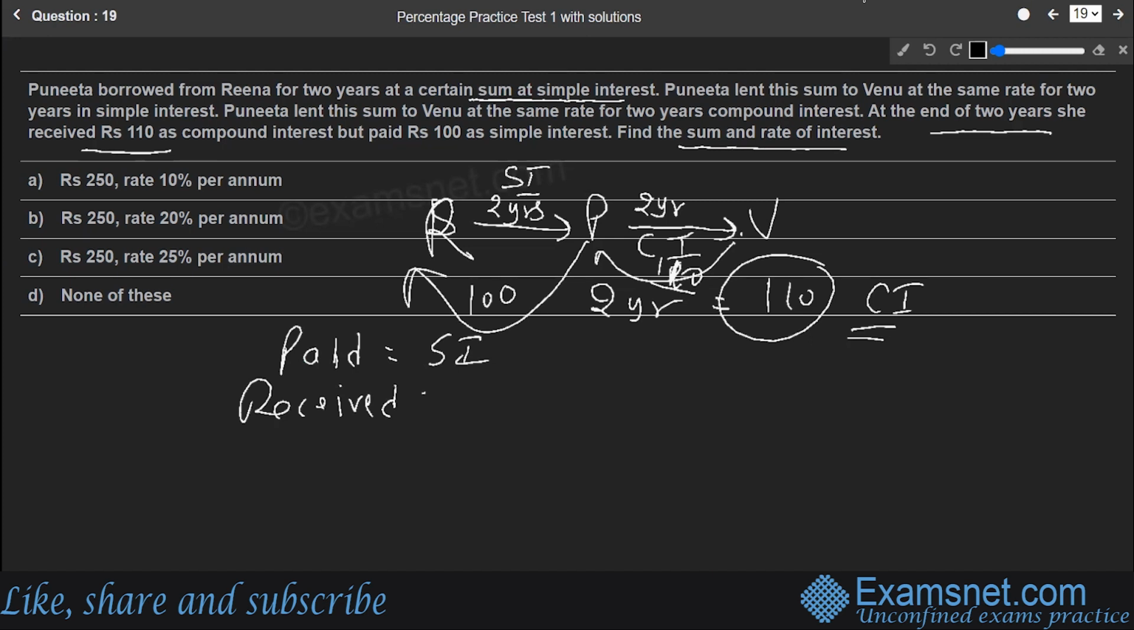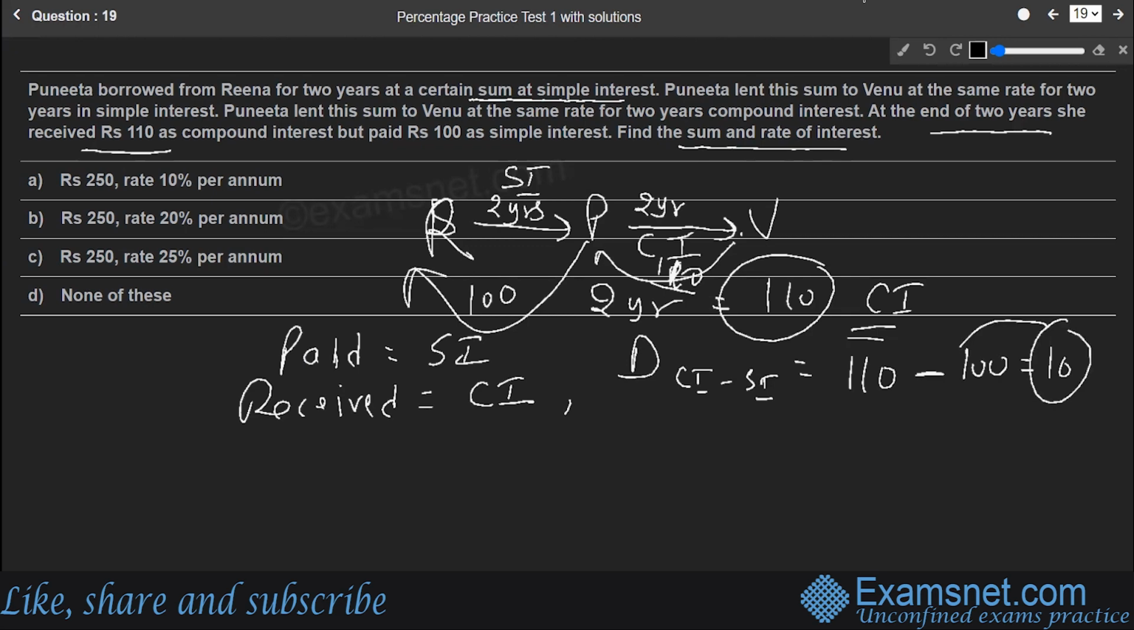She has paid simple interest and she has received what? Compound interest. So clearly, we are supposed to find out the difference of compound interest and simple interest. What is the difference? The compound interest received is 110, the simple interest paid is 100. So the difference is coming out to be 10 rupees first of all.